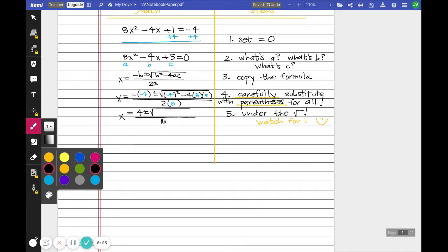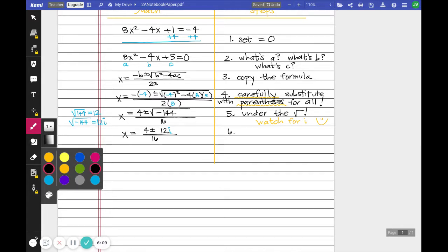Under my square root, here's what I have. I have 16. Well, I can just grind on my calculator. Put it in parentheses, square it, minus 4ac, and here's what I end up with: 4 plus or minus the square root of negative 144. The square root of positive 144 is 12. The square root of negative 144 is 12i, all over 16.